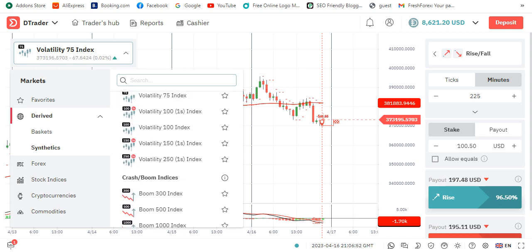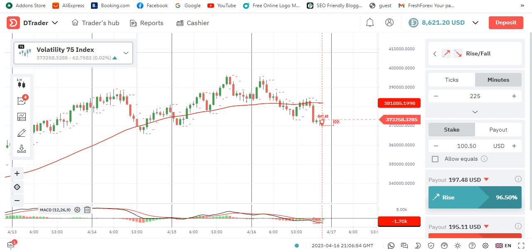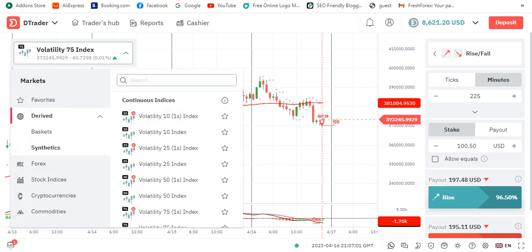This is where you can select any currency you want to trade. Okay, you can see here we are on volatility 75. So by the time you click on it, it will bring you. So if you are trading on forex, this is forex, this indices, stock indices, this cryptocurrency.